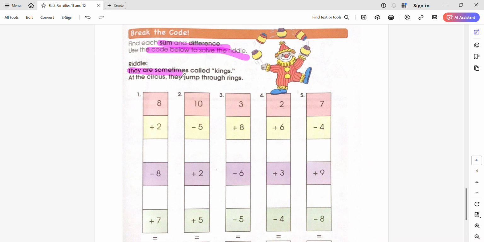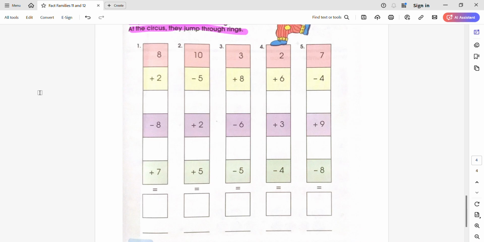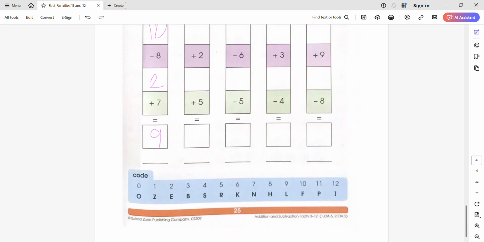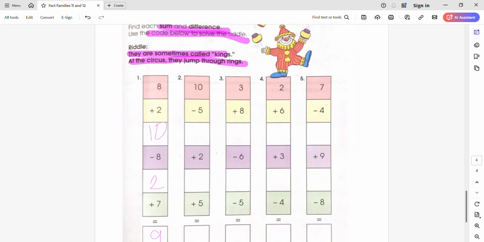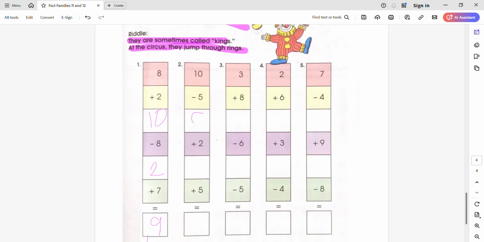and use the code below to solve the riddle. The riddle is they're sometimes called kings at the circus they jump through rings. Oh, that rhymes. Okay, so let's try this out. 8 plus 2 is equal to 10. 10 minus 8 is, you're going to be left with 2. 2 plus 7 is 9. So 9 would be L.